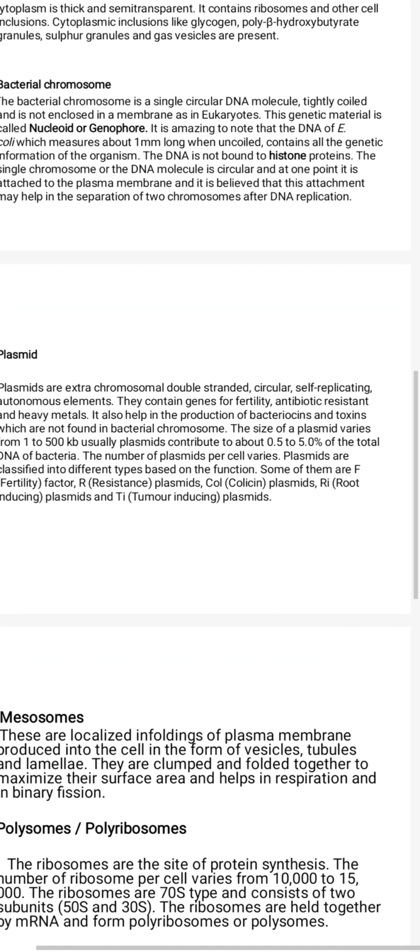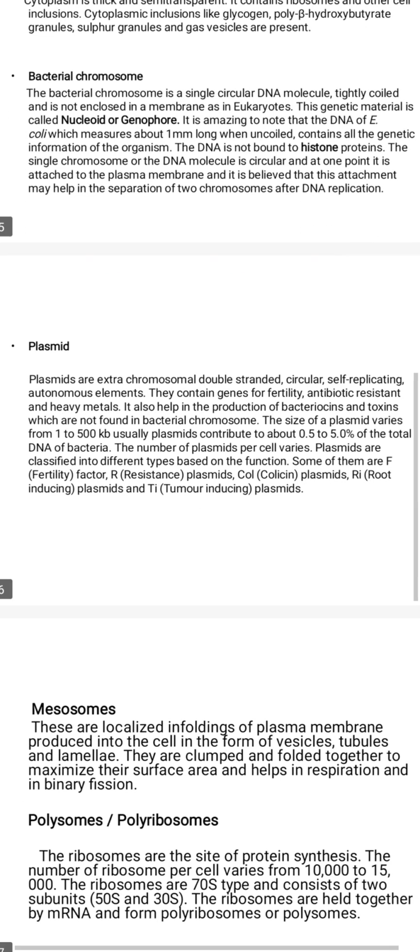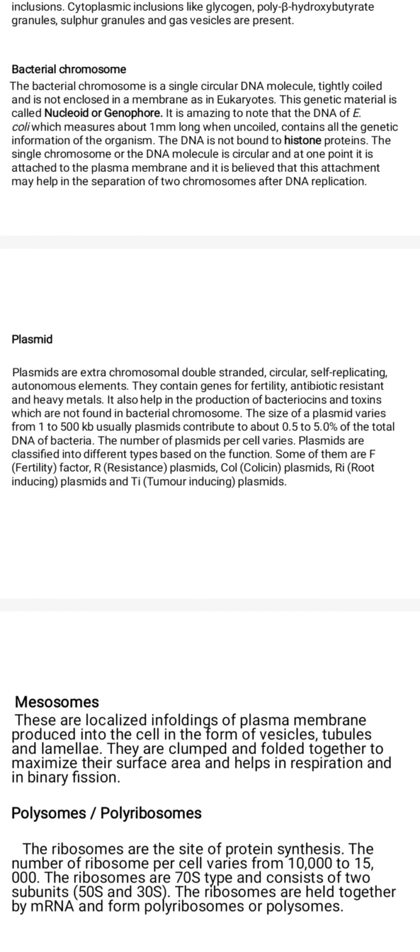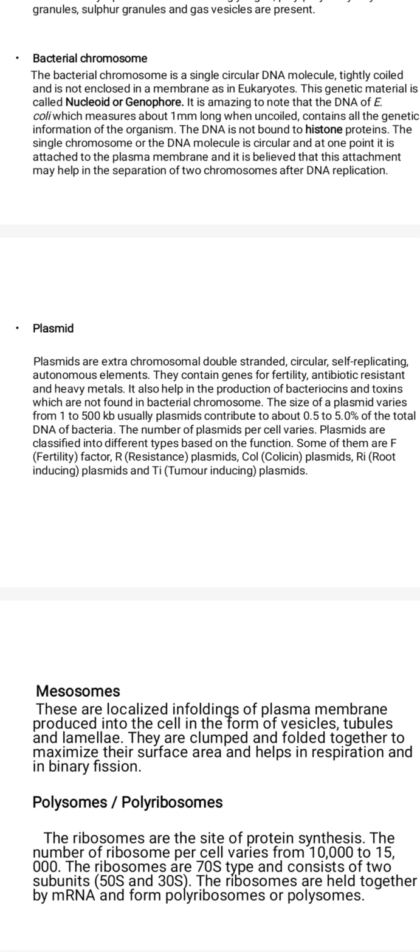Plasmids are extra chromosomal, double stranded, circular, self replicating autonomous elements. So they contain genes for fertility, antibiotic resistance and heavy metals. They also help in the production of bacteriocins and toxins, which are not found in bacterial chromosomes.